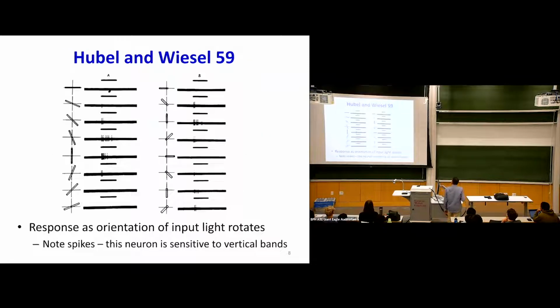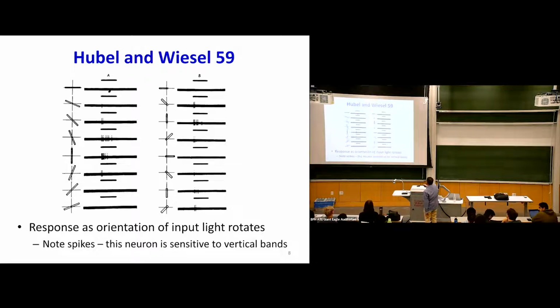And here's one of the pictures from their paper. In this case, they were just taking a light and moving it in different directions. When the light moves left to right, for this particular cell, there is no response at all. As you rotate it, when the pattern is vertical, you see lots and lots of responses, but as it continues to rotate, the cell's response dies off.